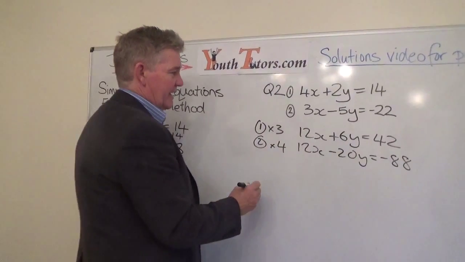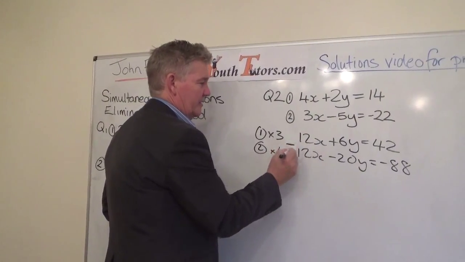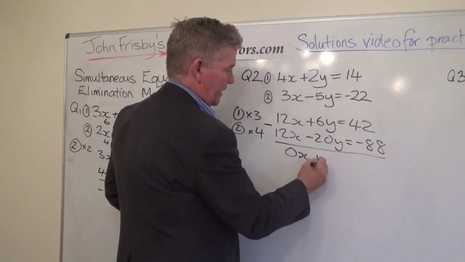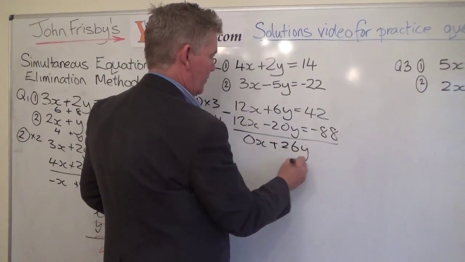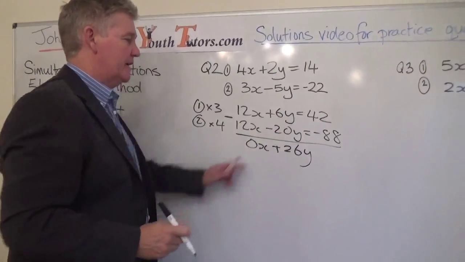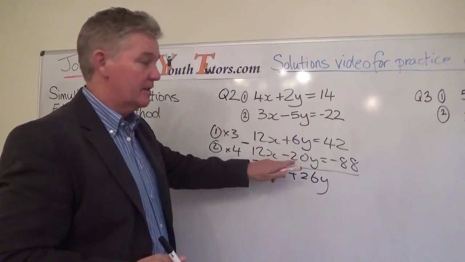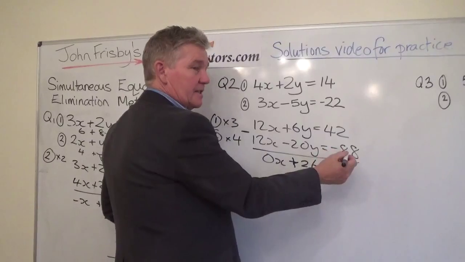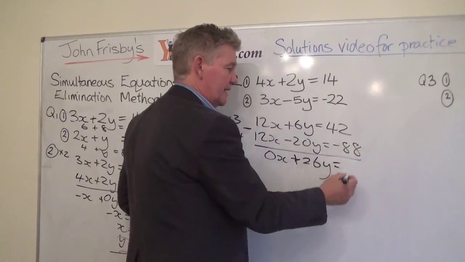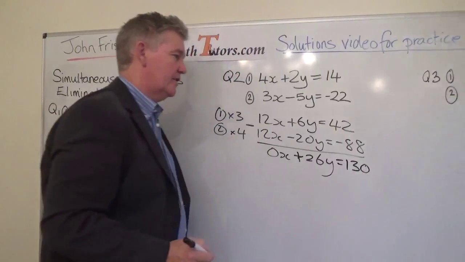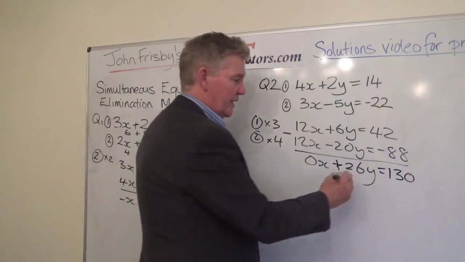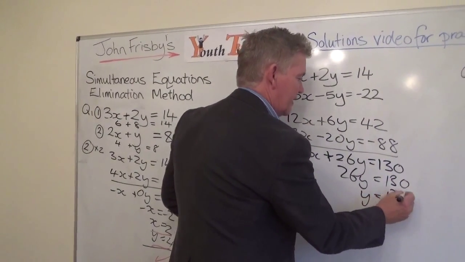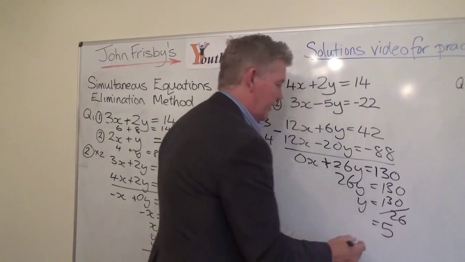I want to subtract this equation from that equation, so we'll get 0x plus 26y, because 6y minus minus 20y will give us plus 26y. 42 minus minus 88 will be 42 plus 88, which is 130. 26y equals 130. Y equals 130 over 26 equals 5.